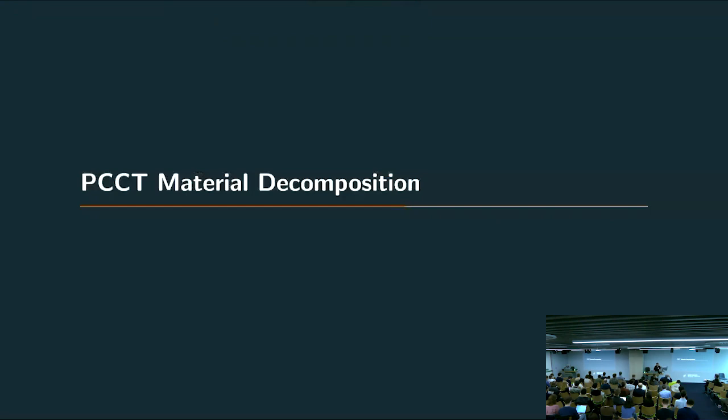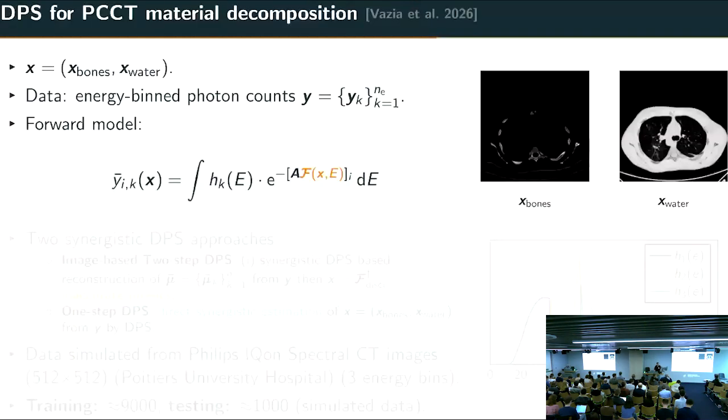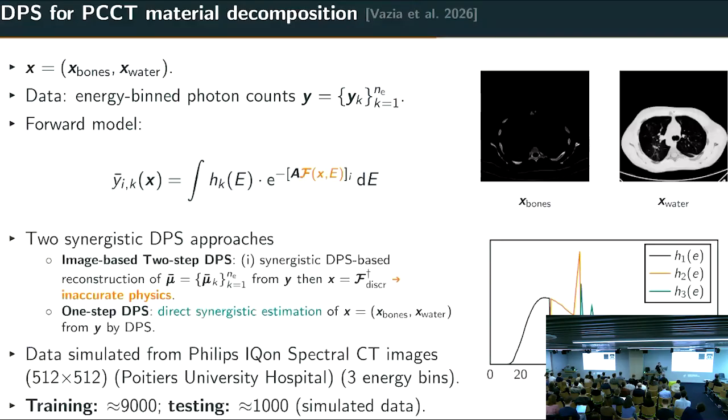I'll move to the second application, PCT material decomposition. In this case, we're working with multi-channel images, so bones and water. And the data are energy bin photon counts. I think we've got 3 energy bins in this case. We've got the same forward model. And we considered 2 synergistic DPS approaches.